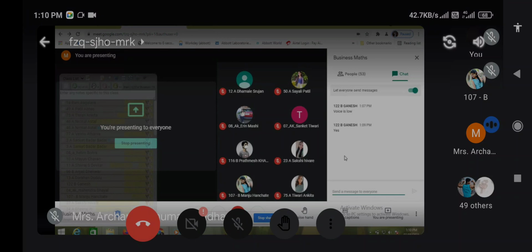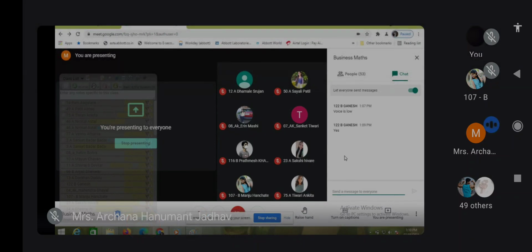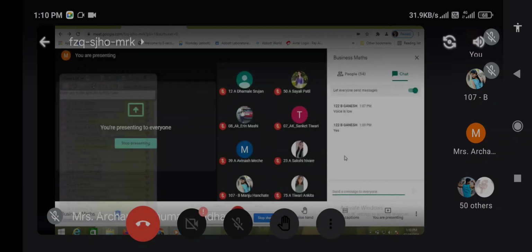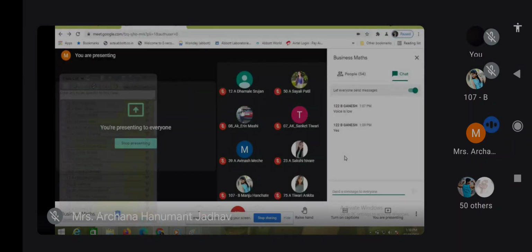Next one, we learn the transpose of a matrix. To find the transpose of a matrix, just change rows and columns. Okay. Next one we learn, singular matrices and non-singular matrices.